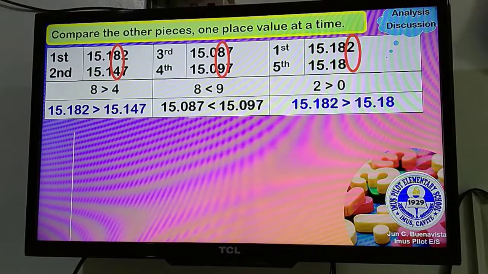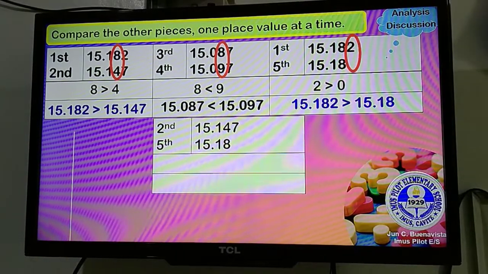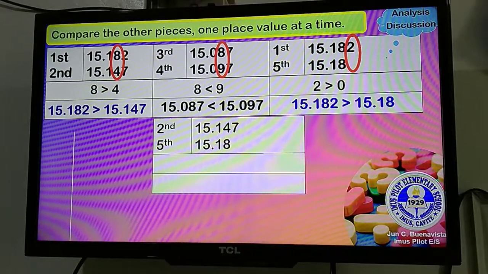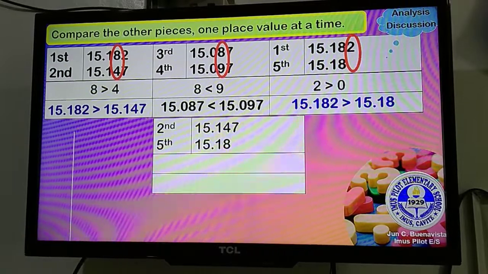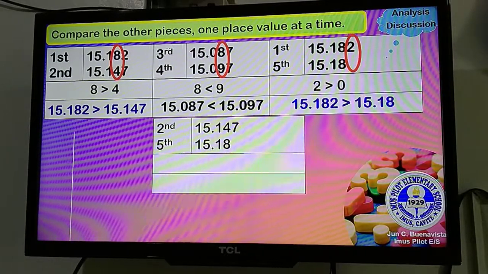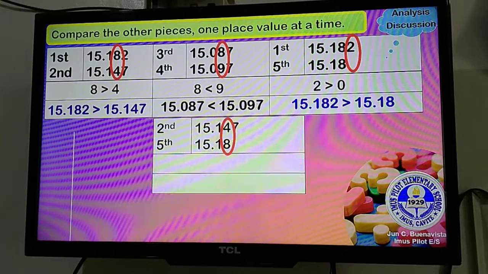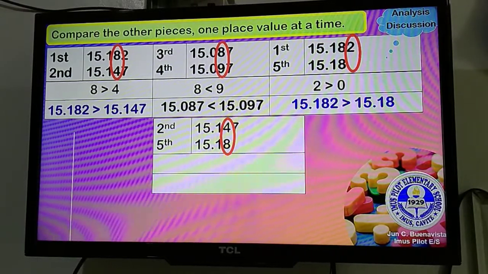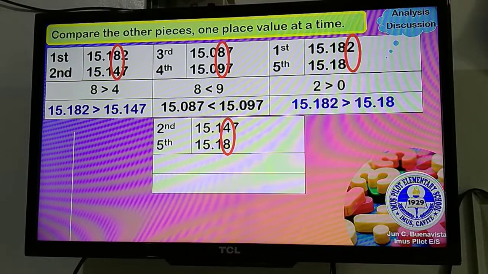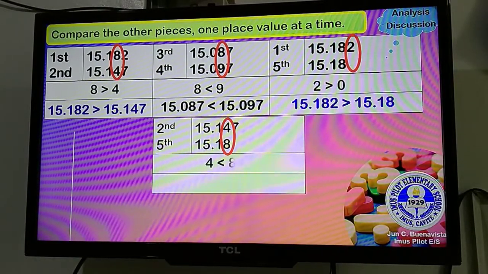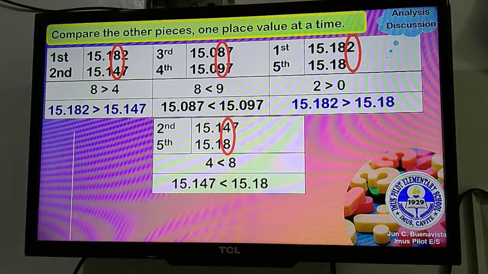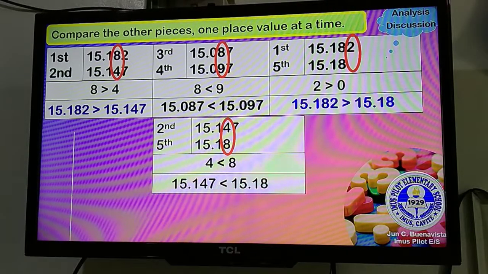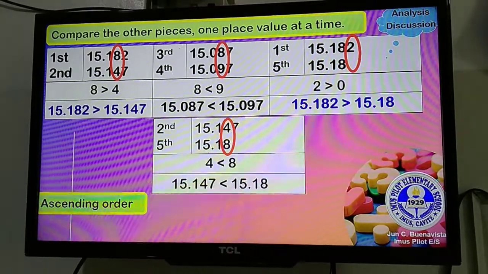Now, we are going to compare second number and the fifth number. Since medyo malaki din si fifth number at saka si second number. So the digit that we are going to compare is hundredths. Kasi parehas ang tens. Parehas ang ones at saka yung tenths. So 8. So therefore, 4 is less than 8. And 15 and 147 thousandths is less than 15 and 18 hundredths. Now, we are going to arrange now in ascending order.